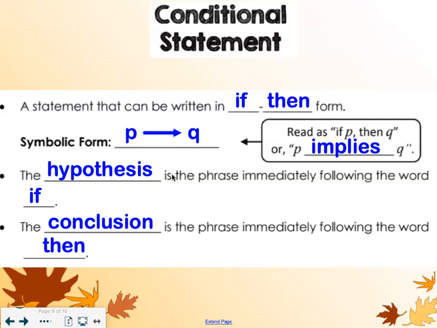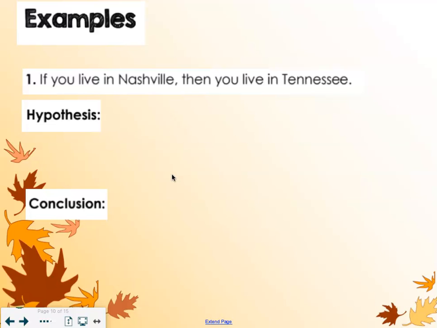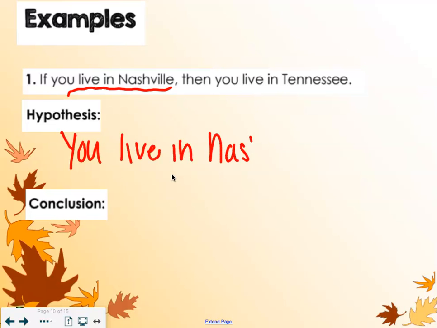Okay, let's see if we can pick apart conditional statements. So, what is the hypothesis of this example? If you live in Nashville, then you live in Tennessee. The hypothesis is the part that follows the word if. So what follows the word if? You live in Nashville. That's our hypothesis. And then the conclusion follows the word then. So then you live in Tennessee.